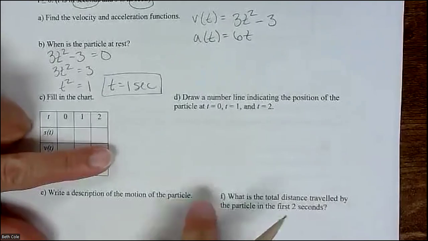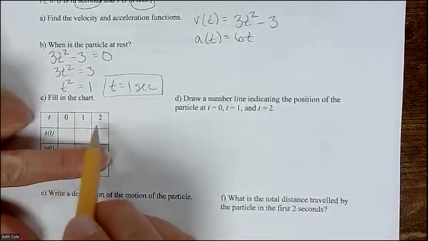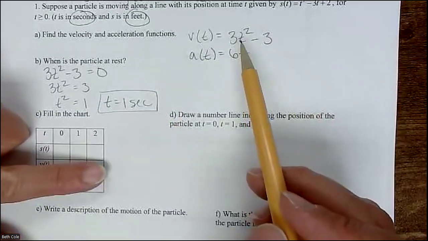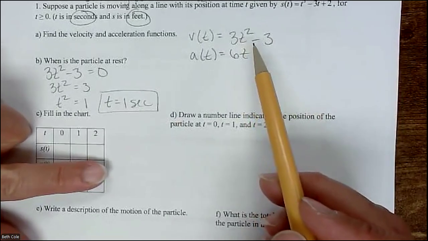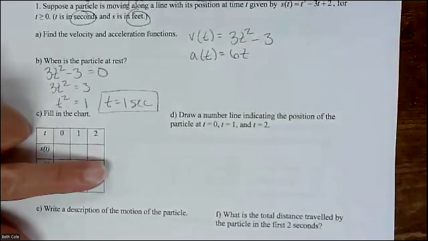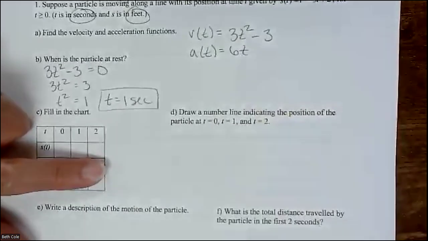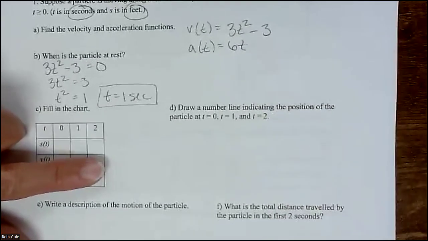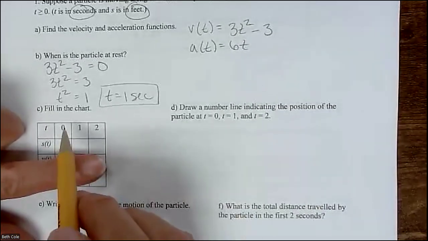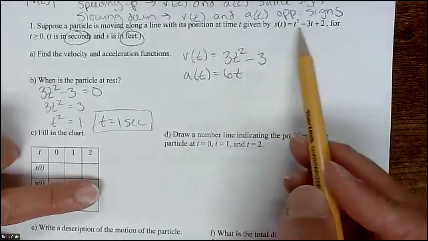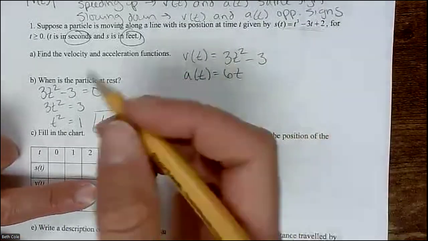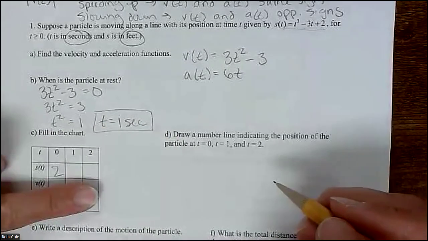All right, so let's fill in the chart. Let's do our position. We're going to plug 0, 1, and 2 into position. I hope you don't view this as a waste of time. I feel like going through this process helps people visualize what's actually happening here so that when we get to some other problems and it's a bit more abstract, you can kind of think of it this way. So if you plug in 0 to position, this one right here, what do you get? 2. So we start at 2.